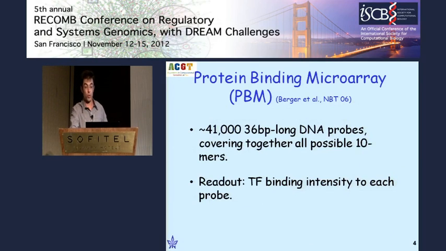So, a short introduction to protein binding microarrays. This is a technology from Bulyk's lab. In this DNA microarray, there are around 41,000 DNA probes, each containing a unique sequence of 36 base pairs. These are designed to together cover all possible DNA 10-mers. In one experiment, the TF binds to all those probe sequences, and the binding is measured using a fluorescence tag. The final readout is the TF binding intensity to all the probe sequences.